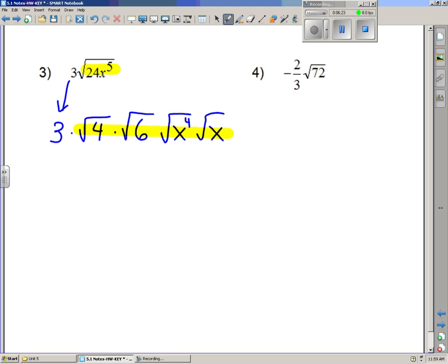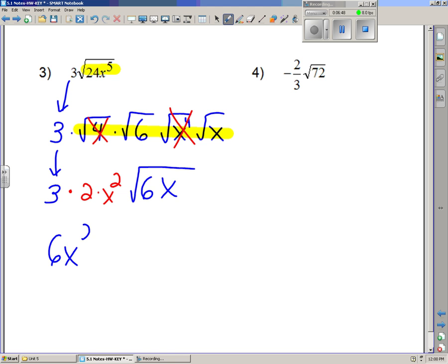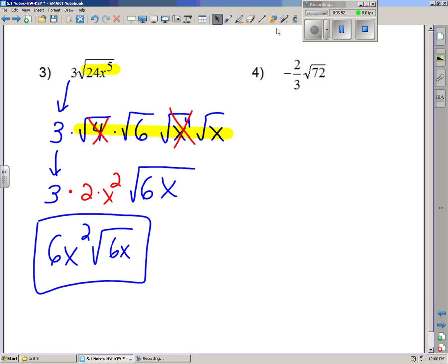Now I start taking my square roots. Again, this 3 can't go anywhere. This is a perfect square. A 2 is going to fall out, but remember it's all multiplication. This is a perfect square. Divide my exponent in half, and this becomes x squared on the outside. I can't touch the stuff underneath that are the 6 and the x, so they stay under. Final answer would be 3 times 2, 6x to the 2nd, times the radical of 6x.